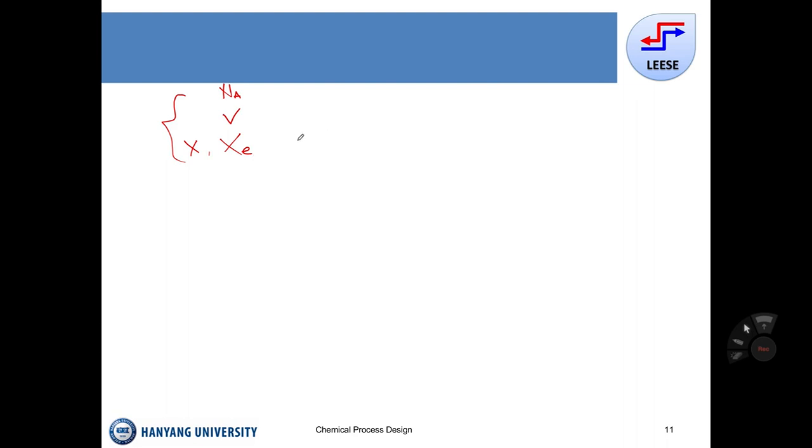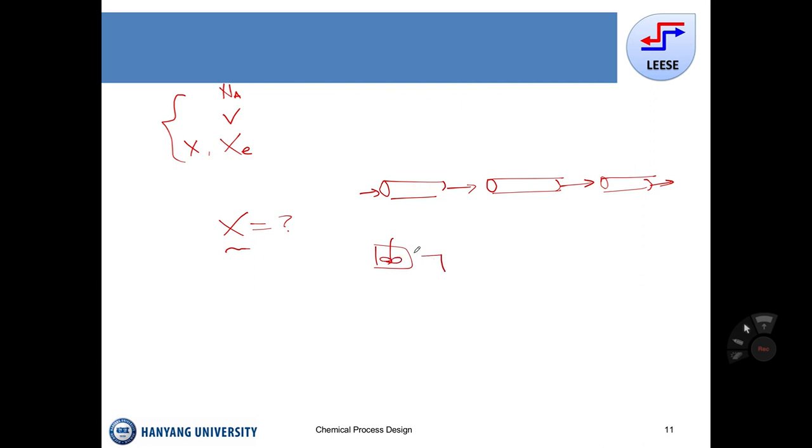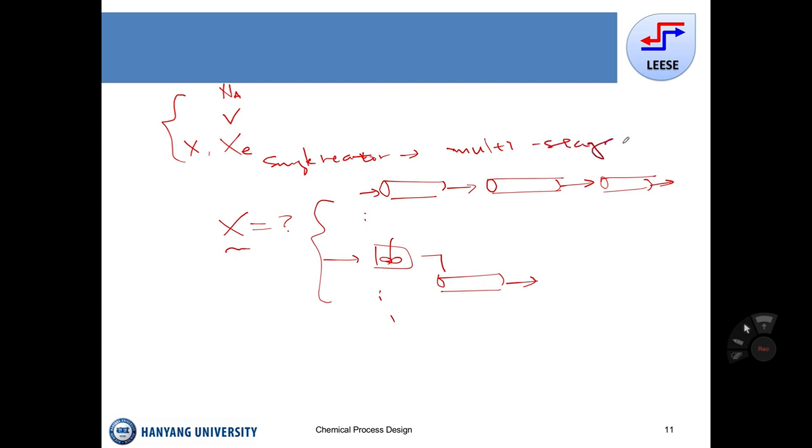Then, if the conversion X is not enough, we need to look at multi-stage operation, like a three-stage PFR, or maybe a CSTR followed by a PFR. So you can go further beyond the single reactor to multi-stage reaction. That should be explored.